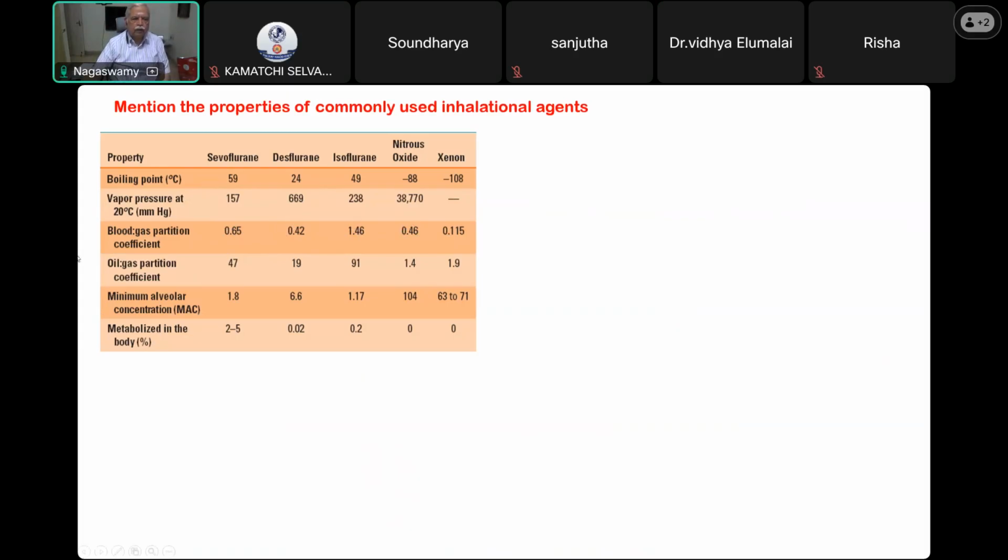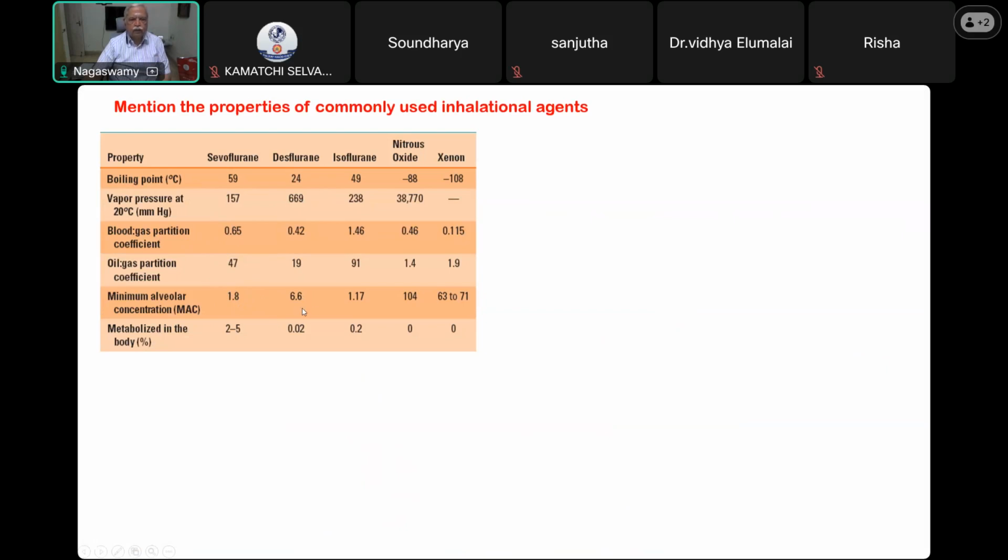What is the oil gas partition coefficient important for? It is the fat content. It is the absorption by the fat. Okay, so a prolonged lingering effect will be there. And what is the MAC important for? Comparing the potency. Very good. So the MAC value, if it is low, it is a highly potent agent. If it is high, it is a less potent agent. So the minimum quantity that can keep a patient unconscious indicates that it's a very potent agent.